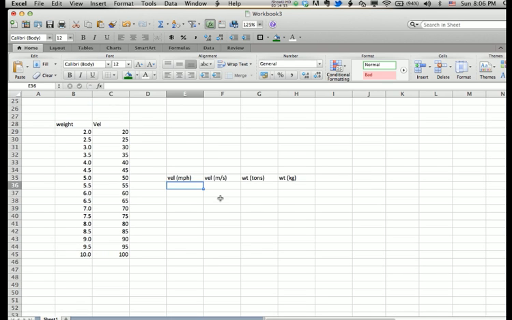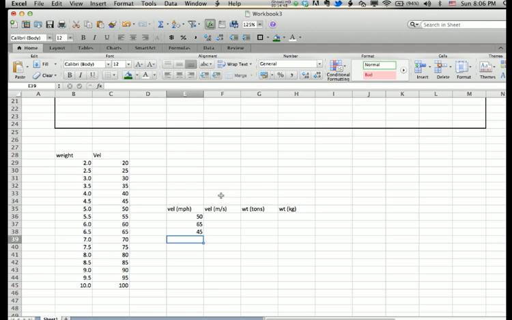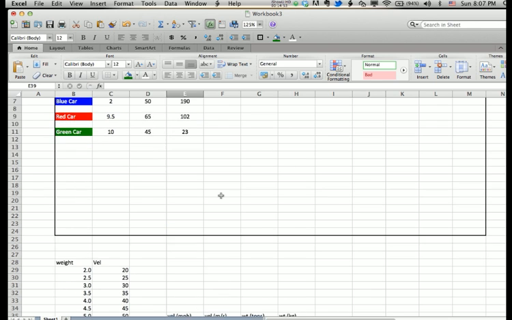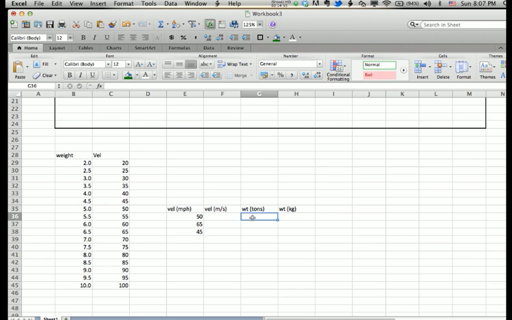So equals D7, equals D9, equals D11. So there's our velocities in miles per hour. We've dropped them down there to work with. Weight in tons would be C's. So this is equals C7, equals C9, and equals C11. Okay, so we got our information down here that we can work with.